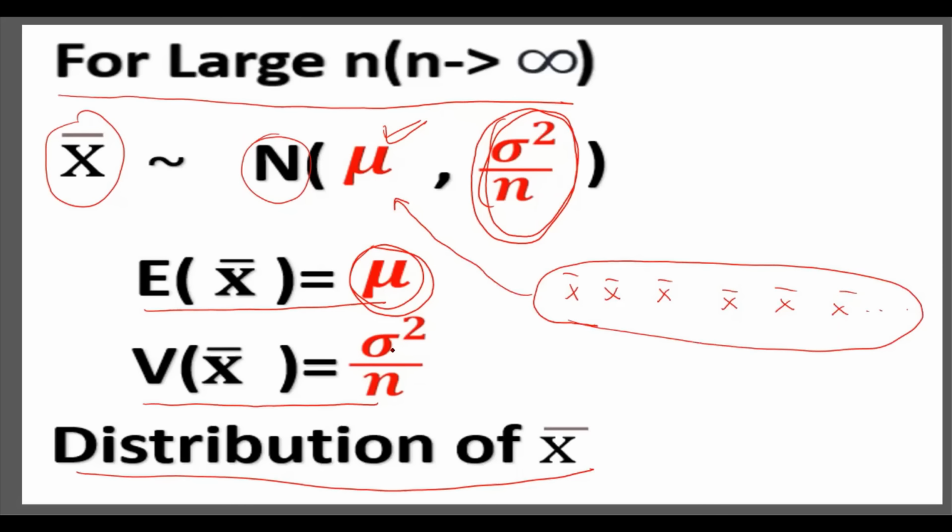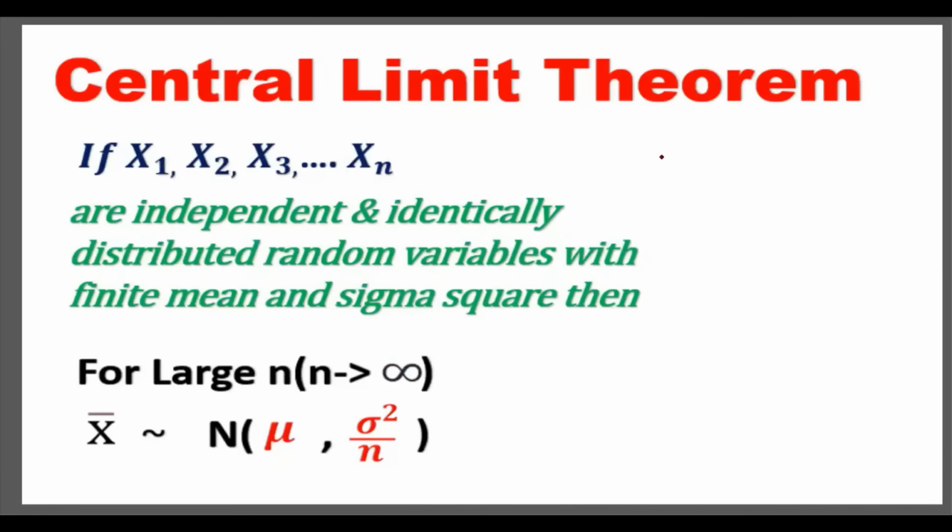Now the second one is, it talks about variance. How the mean data will vary. That is sigma square by n. Not only these two, it also talks about the distribution. It follows a normal distribution. If you don't know about normal distribution, you go through the normal distribution class, but it should look like this. So this is the statement.